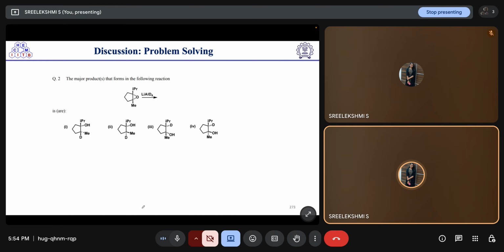Now, the next question: the major product that forms in the following reaction. This particular epoxide is treated with LiAlD4, that is the tetradeuterium derivative of lithium aluminum hydride. Which will be the major product here?